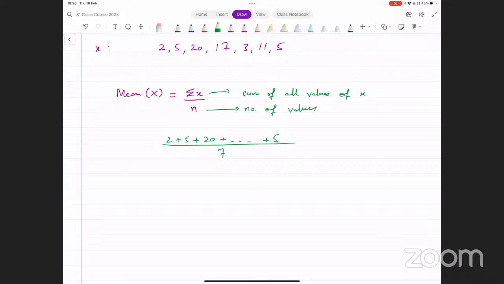All right, so just add all of these numbers up, divide by the number of values. There are 7 values, and that gives you the mean. In this case, the mean turns out to be 9. So you just evaluate this and you'll get 9 from this.